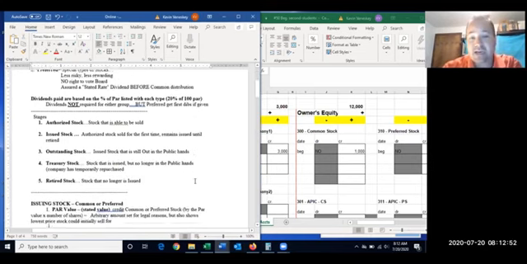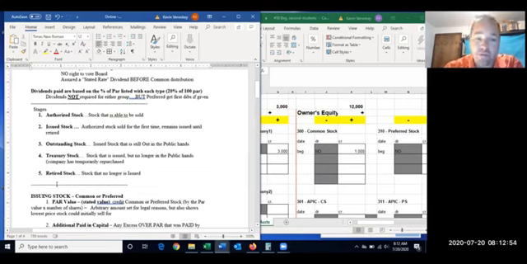Now, when stock is issued, it's going to land in one of these five areas. When a company first starts out as a corporation, they set a certain number of authorized stock. That's how many they are allowed to sell. They can't adjust that without doing some major work. That's how much they are allowed to issue.